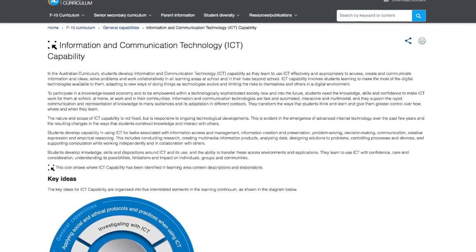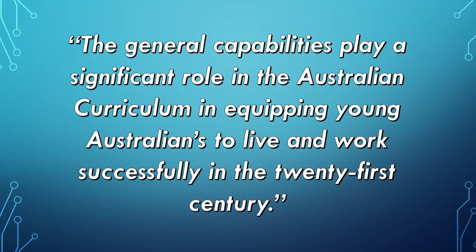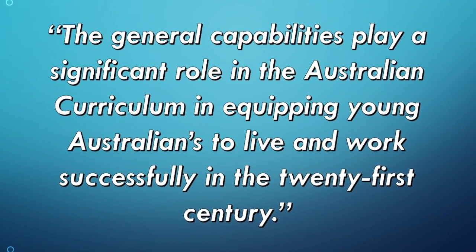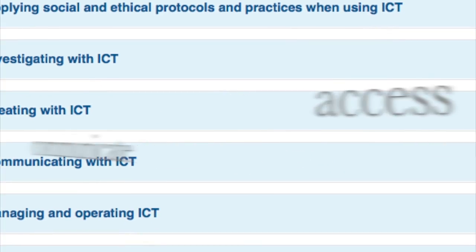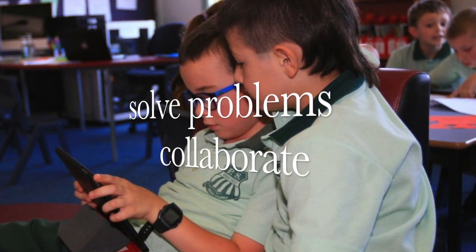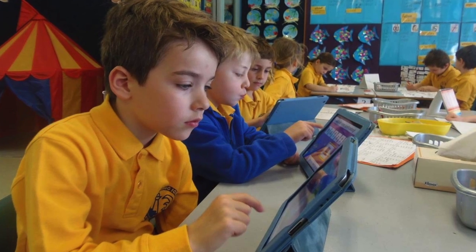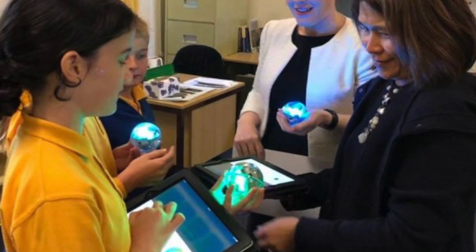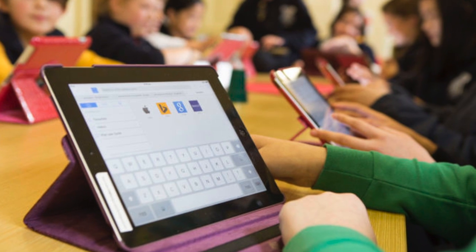The Australian curriculum outlines the teaching of information and communication technology as one of the general capabilities. They say that students develop ICT capability as they learn to use ICT effectively and appropriately to access, create and communicate information and ideas, to solve problems and work collaboratively in all learning areas at school and in their lives beyond. The curriculum sees ICT as involving students learning to make the most of the digital technologies available to them, adapting to new ways of doing things as technologies evolve.